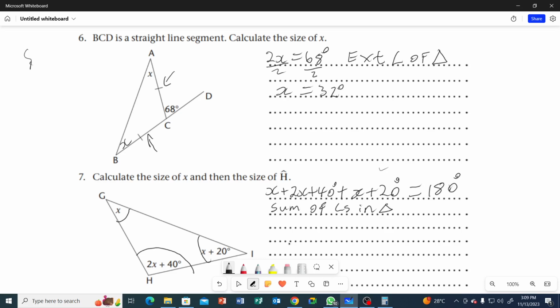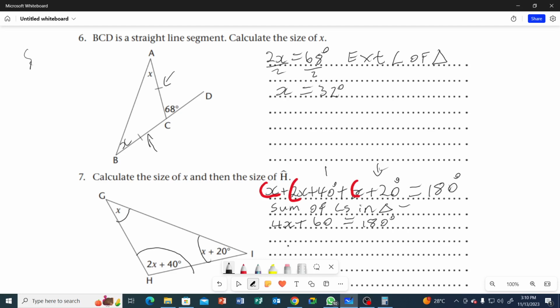Now let us simplify. When you simplify, you add your like terms. So we have x plus 2x plus another x. So how many x's do we have? We have 4 x's. Then we write 4x. Now 40 plus 20 will give us 60, which everything sums up to 180 degrees.